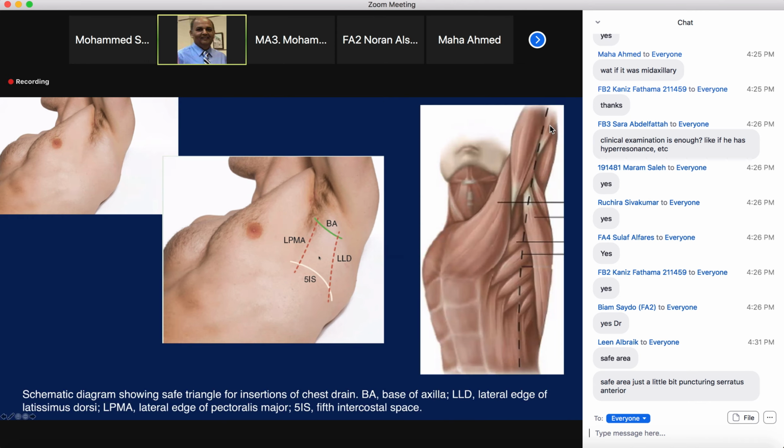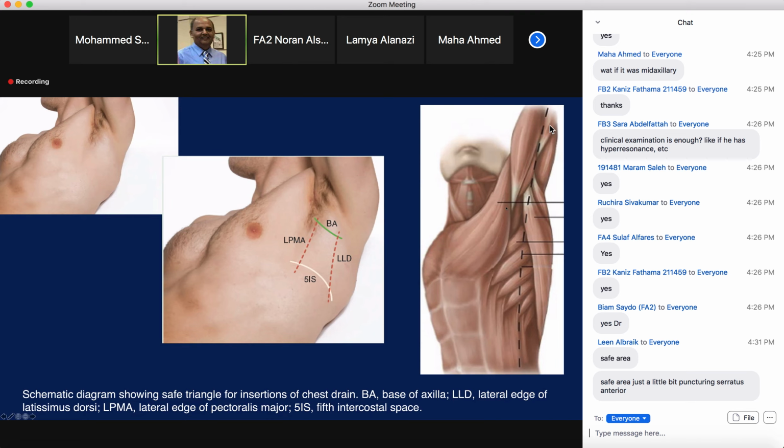Now there you can see, to magnify, this is the safe triangle. There you can see my pec major, you can see my latissimus dorsi, and you can see the base. So this is the location of the fifth intercostal space, where in the mid-axillary line we have to calculate, according to the formula, from the manubriosternal junction, the angle of Louis, keep counting the spaces, and you have to reach. So now if I'm going through that, I'm only going through serratus anterior and then the intercostal muscles. I'm not going through the pec major.